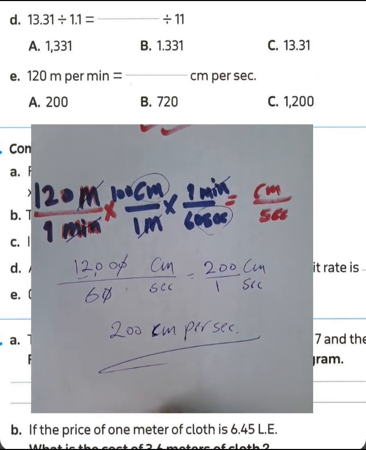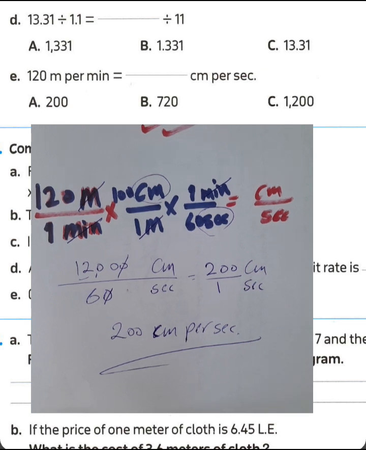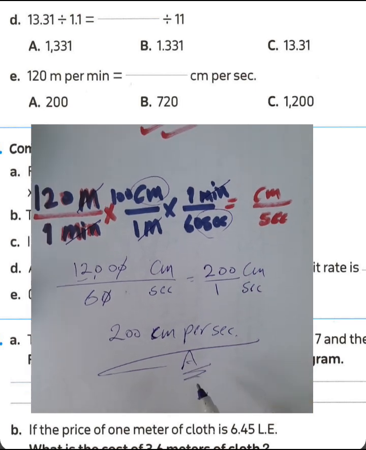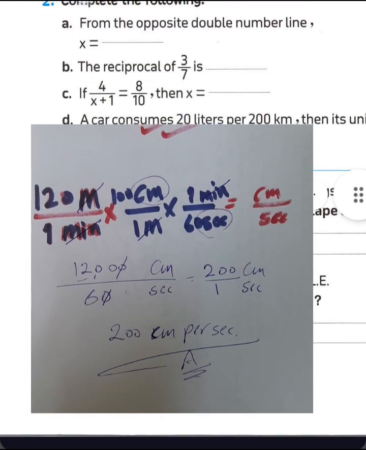The result will be 200. Okay, choose letter E. Question letter E: we want to convert from meters per minute to centimeters per second. The result will be 200. Okay, choose letter E. Next question, complete. Number 2.